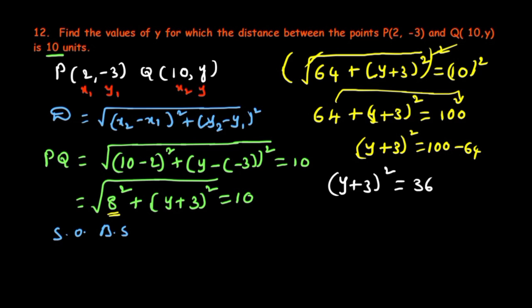Then in the next step, y plus 3 equals root of 36, so y plus 3 is equal to plus or minus 6. Now we have two cases: y plus 3 equal to plus 6 and y plus 3 equal to minus 6. As usual, we should transpose this one.